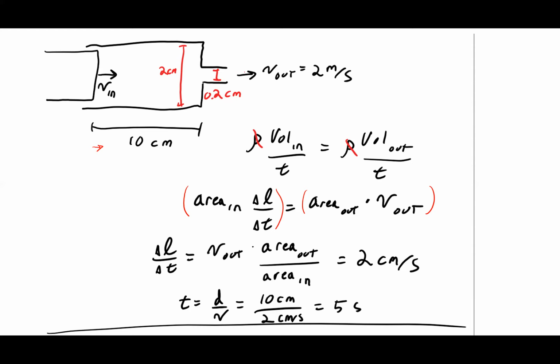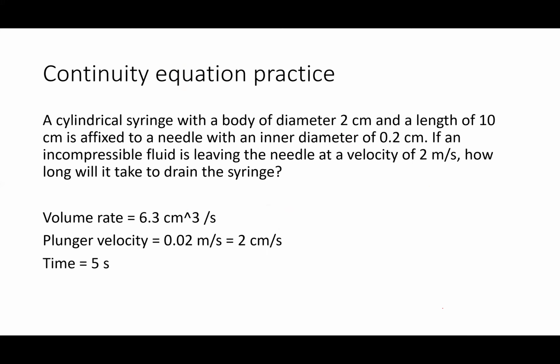The area is going to be pi times the radius of the plunger squared, and the same thing for the fluid coming out. So I can find the velocity coming in as the velocity coming out times the area coming out divided by the area coming in. That gives me 2 centimeters per second as the velocity coming in. Then I can take the time as the distance covered divided by that velocity. So it takes 5 seconds to completely push the plunger into this syringe.